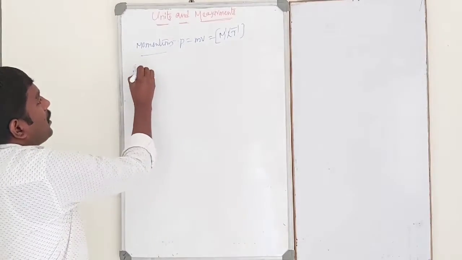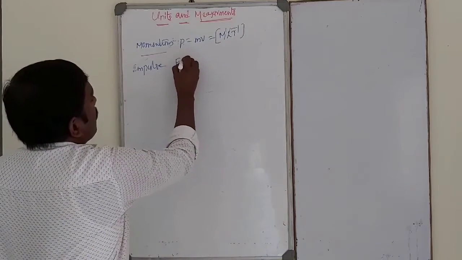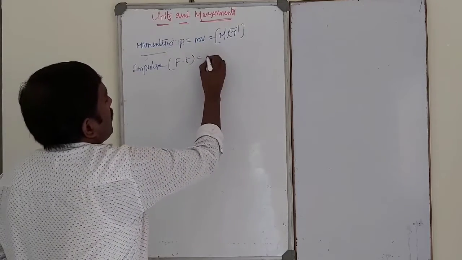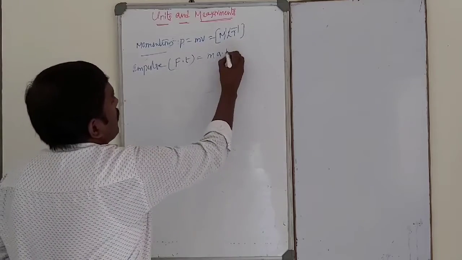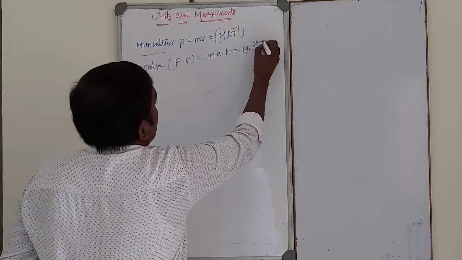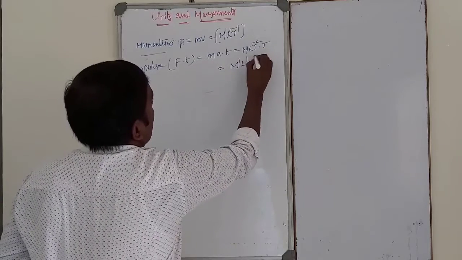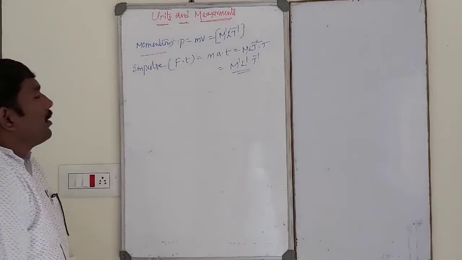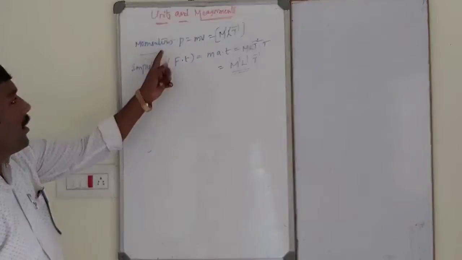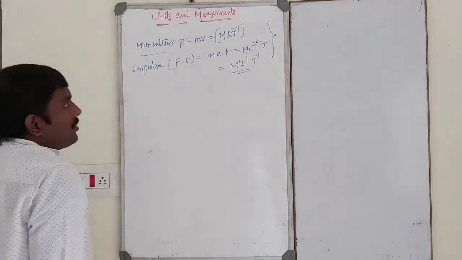And the next one is impulse. Impulse is nothing but force into time. Force is m into a, into time. So M, a is L t power minus 2, and t, like this. This is M power 1, L power 1, t power minus 1. So momentum and impulse both have the same dimensional formula.